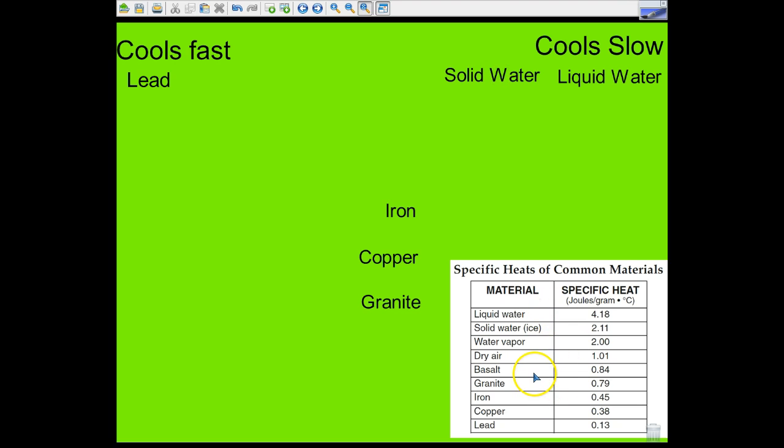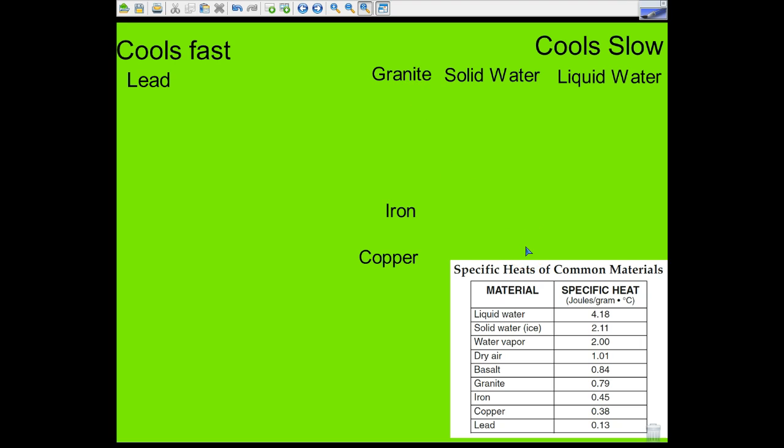Well, what do you think would be next on the list in terms of cool slow? What would be next to solid water? Take a minute and think about it, and now will me, through brain power, through your psychic ability, to move the granite to the right spot. Ooh, I just told you. You willed me to tell you. Your psychic powers are growing quite strong.